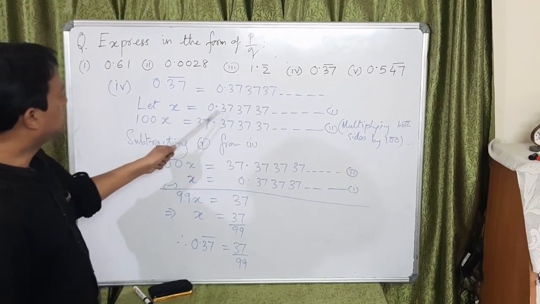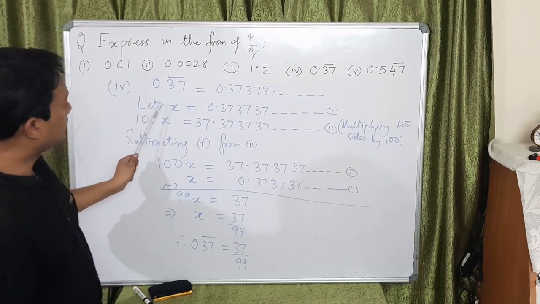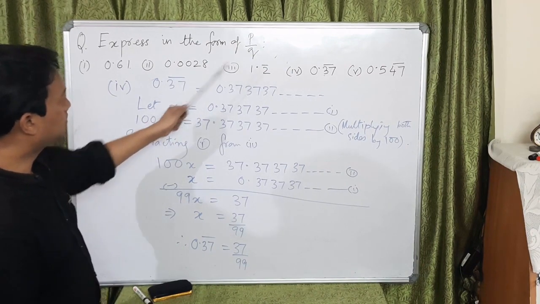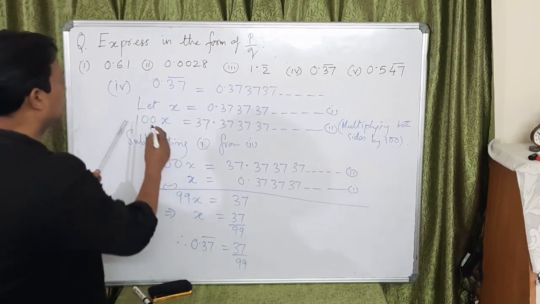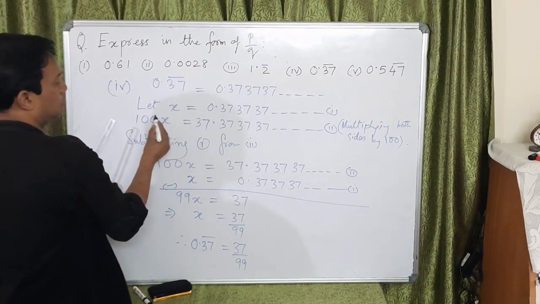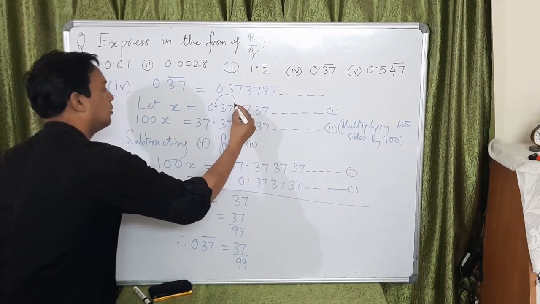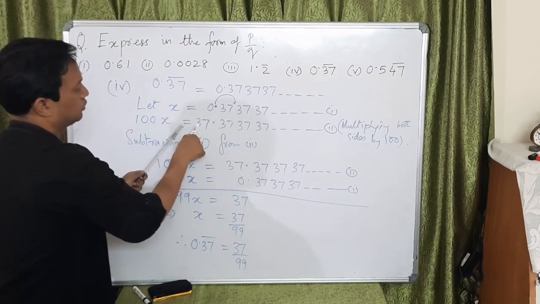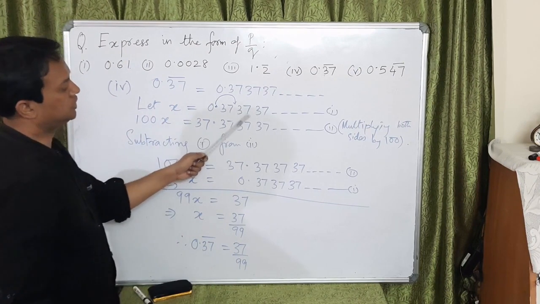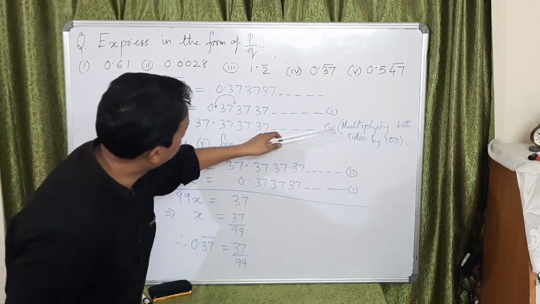Now since two digits are repeating, we'll multiply both sides by 100. Remember, when one digit repeats, we multiply by 10, two digits by 100, three digits by 1000. So here, 2 digits are repeating, that's why we multiply by 100. The decimal will shift by 2 places, so we get 37.3737. This 37 keeps on repeating, so we can write it as many times as we like.